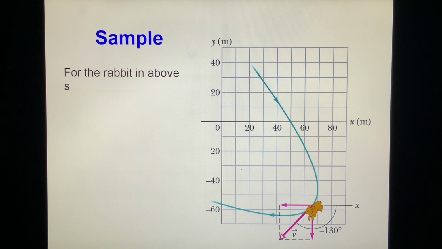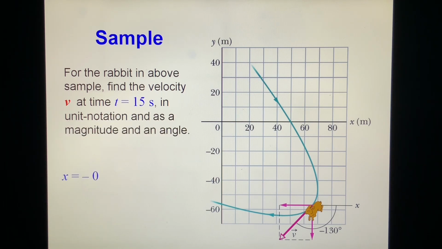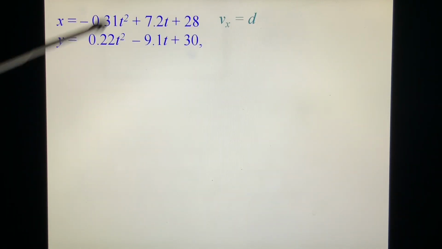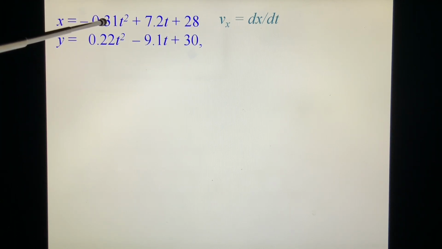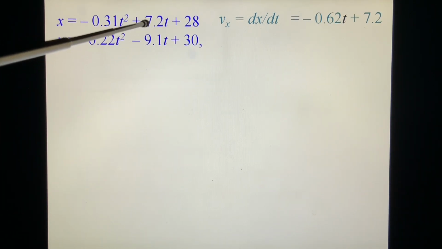Sample. For the rabbit in the above sample, find the velocity v at time t = 15 seconds in unit vector notation and as a magnitude and as an angle. Now, this is given. But vx equals dx/dt and vy is dy/dt, so it's very simple to do it. Do the derivative with respect to time t. This is 2 minus 6.2 times t, and the derivative of 7.2 is 0. This is the answer.